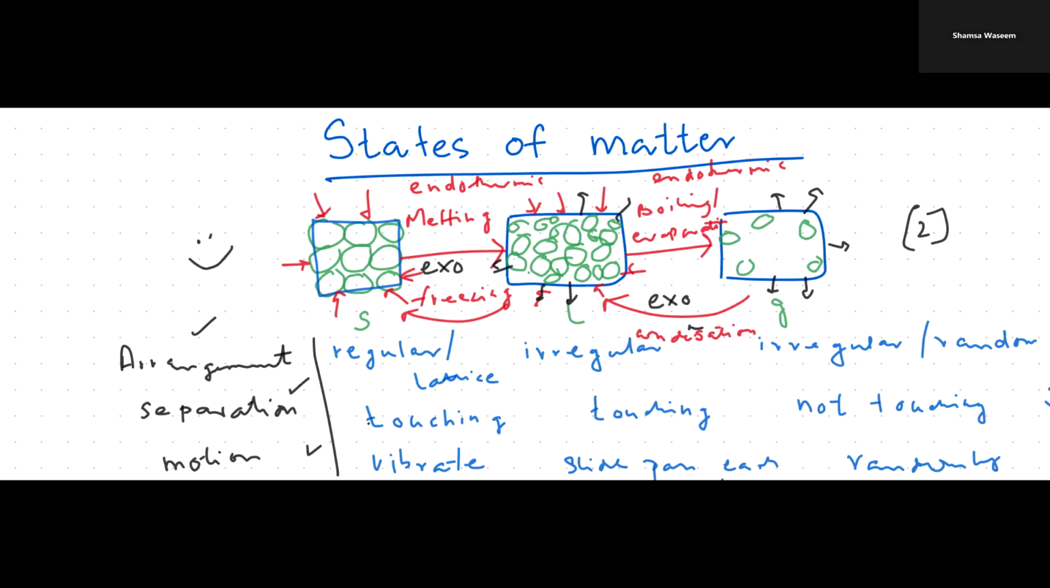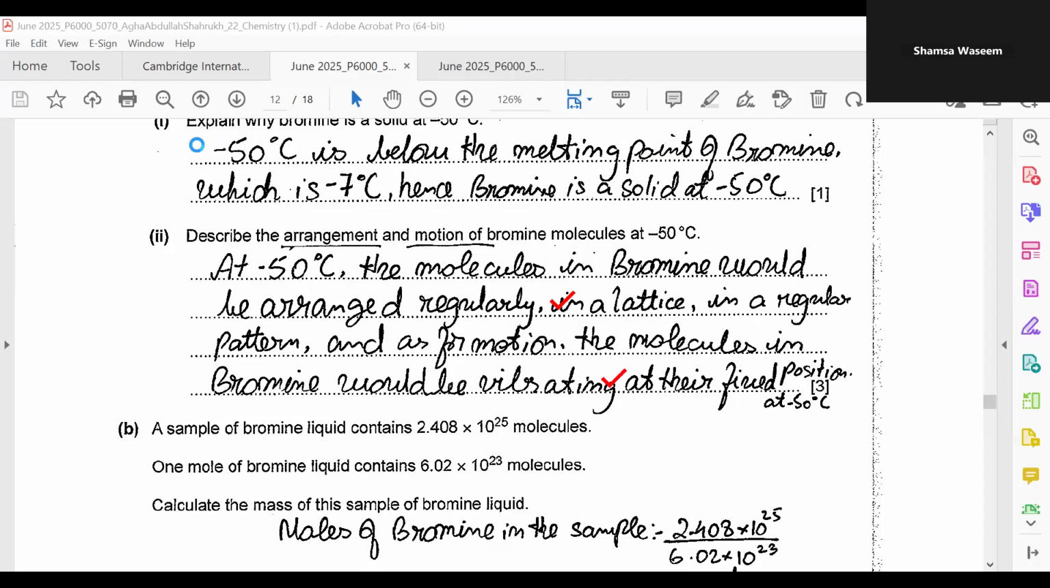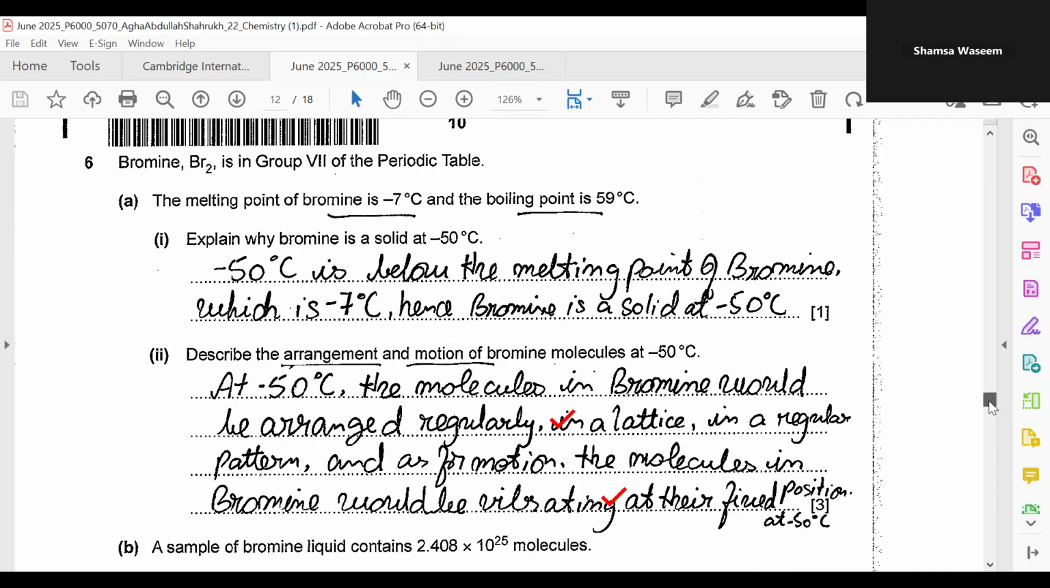Now see here: describe the arrangement and motion of bromine molecules at minus 50 degrees Celsius. At minus 50 degrees Celsius, the bromine molecules would be arranged regularly, so in a lattice, in a regular pattern, and as for motion, the bromine molecules are going to vibrate at fixed positions, right? Actually, that's the solid state. It's solid, sorry. Okay.